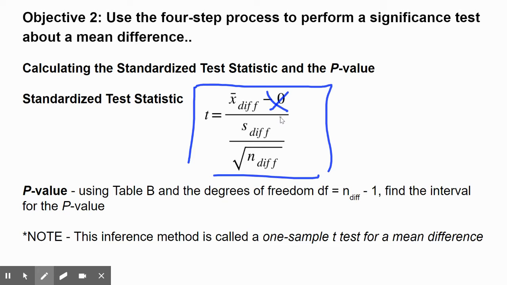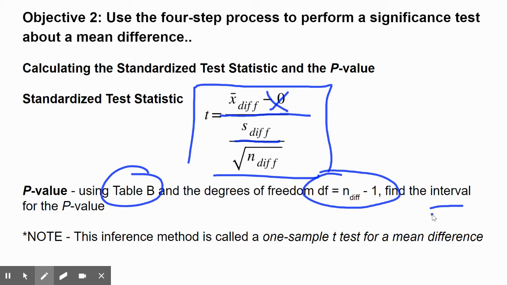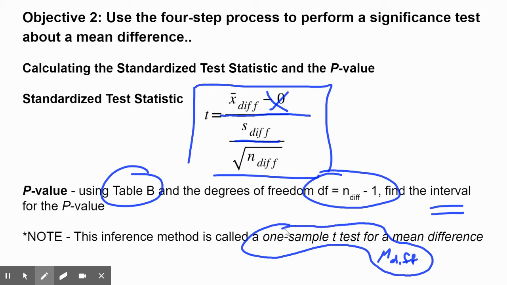So it's just the sample mean difference divided by, and then this is where it gets tricky. This is the big fraction bar. This is the small fraction bar. So make sure that is consistent on your calculator, right? I'll show you how to do that here. Once you get your standardized test statistic, you're going to use table B and the degrees of freedom, and you're going to find the interval for the p-value. This is called a one sample t-test for a mean difference, for mu diff. It's one sample because it's one group of matched pairs.